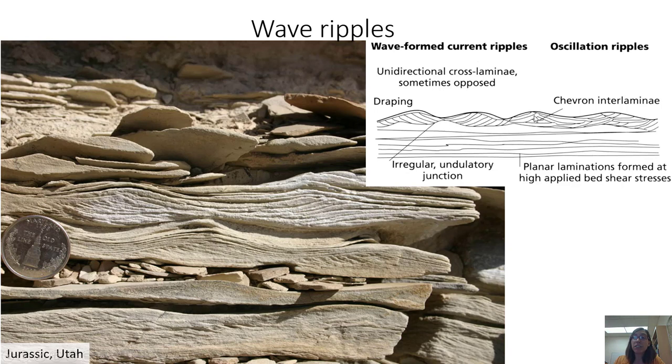You can also have these chevron interlaminae, where you can see laminae have been cut off and then replaced, leaving these little triangles behind within the crest of the ripple. We also have sediment draping over on top of the ripple. So can you see any of those features in the photo on the left-hand side?